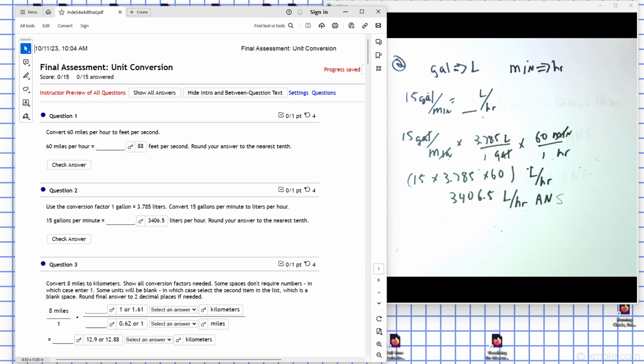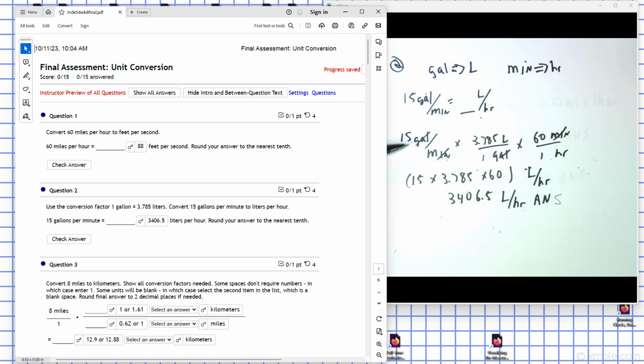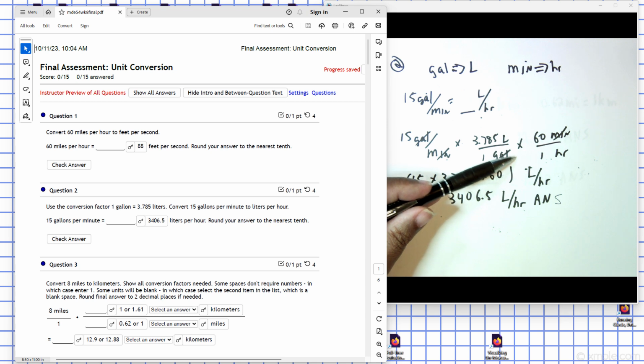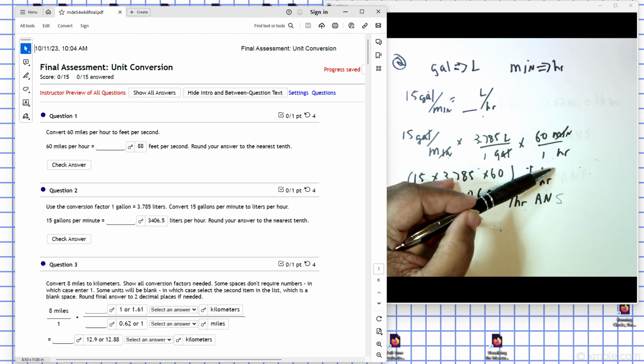Number 2, use the conversion factor of 1 gallon is 3.785 liters, convert 15 gallons per minute to liters per hour. So I'm converting gallons to liters and minutes to hours. So I'm converting gallons to liters here. So when I multiply, I convert gallons to liters. So it cancels out, replace it with liters. Then I multiply again and I convert minutes to hours.